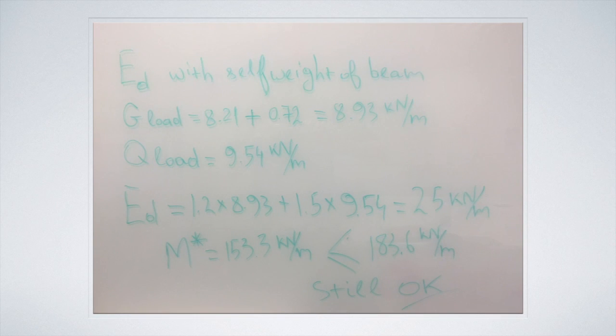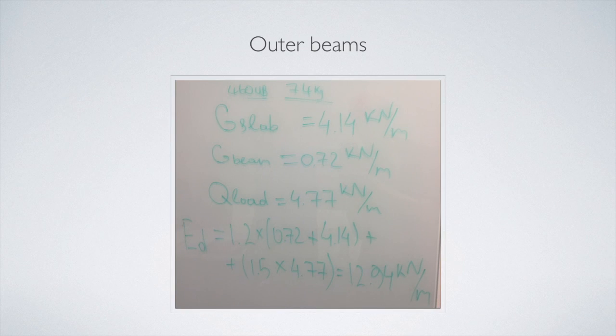Once we found that, we recalculated our design load to include the self-weight of the beam as well. This gave us 153.3 kilonewtons per meter, which is still lower than 183.6 kilonewtons per meter, so it is still okay. For the outer beams we use the same calculations and we use the same design beams, 460 UB beams. We found that the load transferred to the girder, these numbers fitted in well.